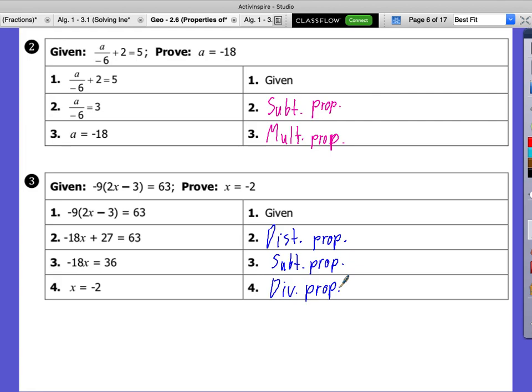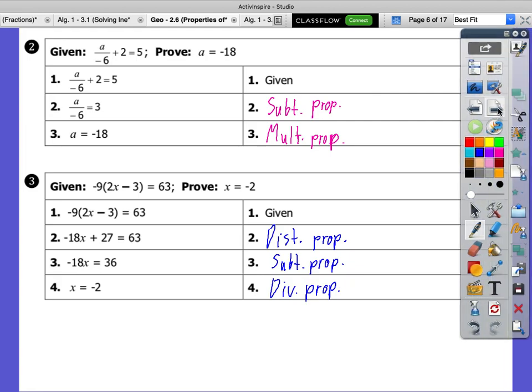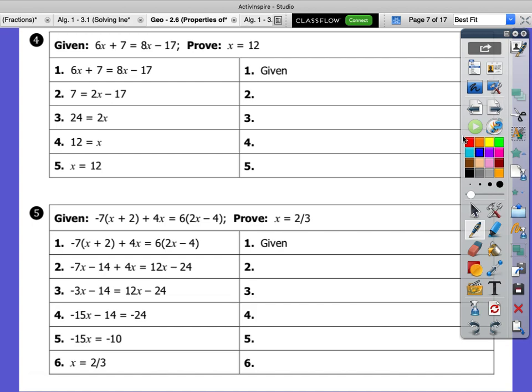Okay, so reminder, our first one's always going to be given because we have to start somewhere. We have to have something given to us to know where to start. Okay, I want you guys to try number 4 on your own. Once you have it or have questions, I want you to raise your hand on number 4.